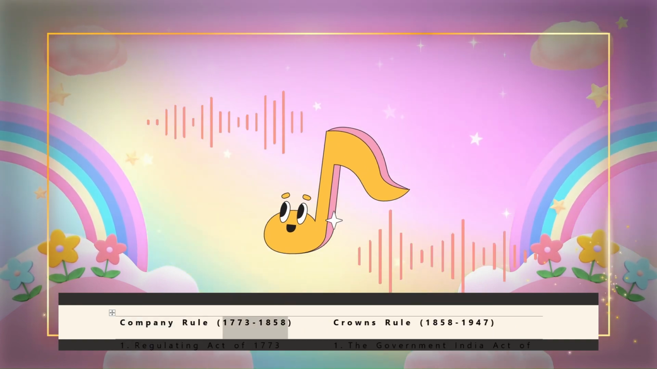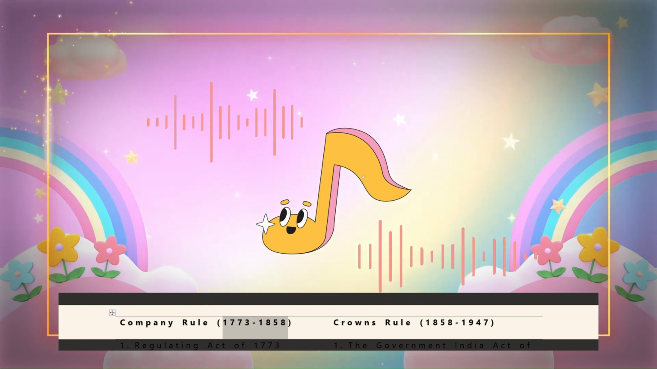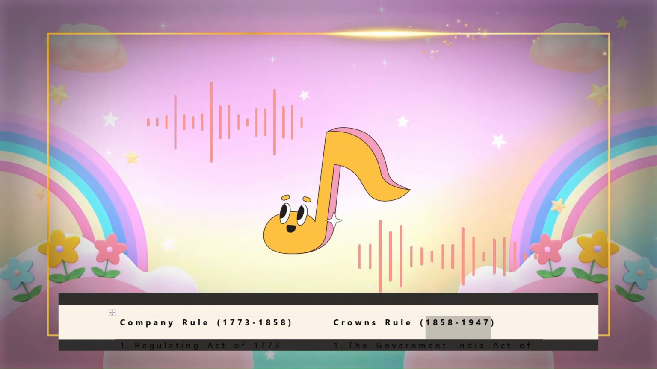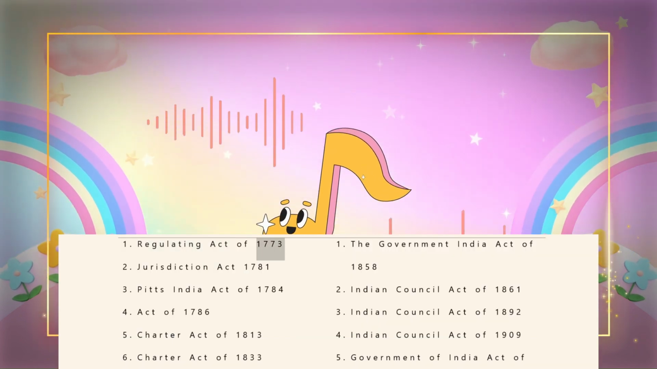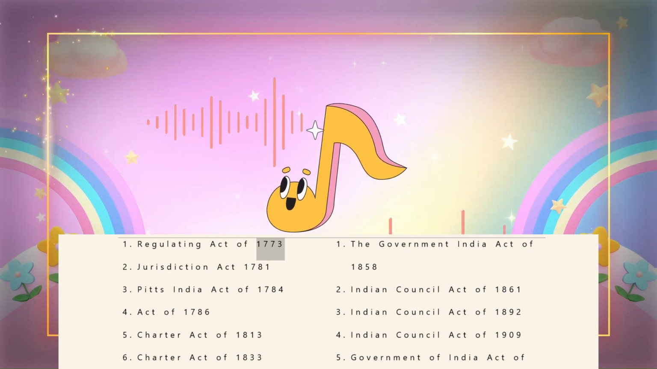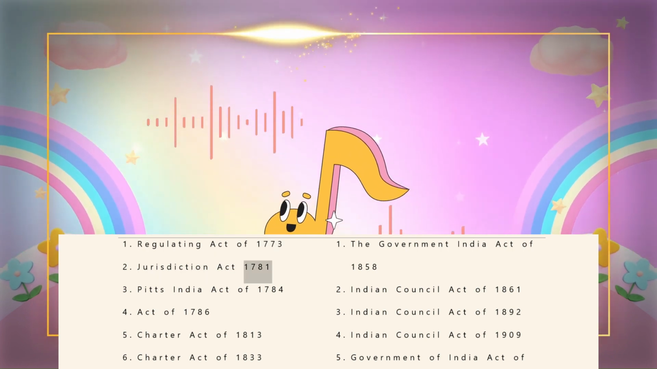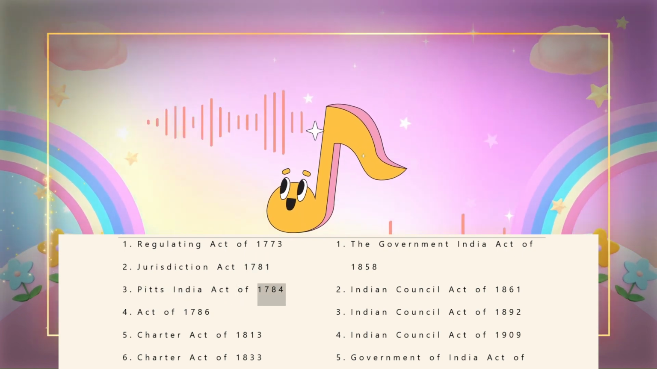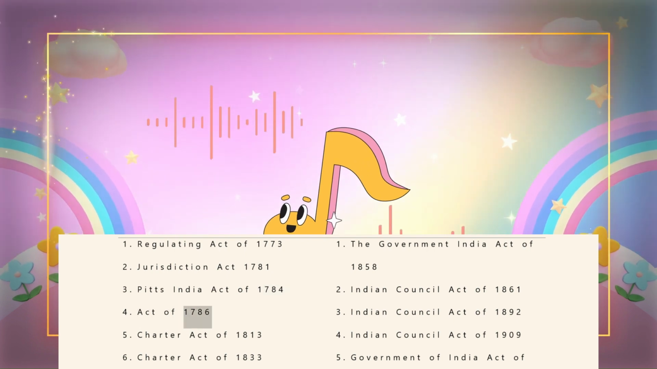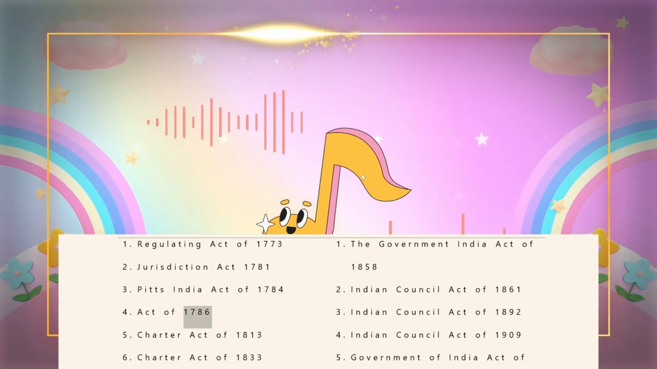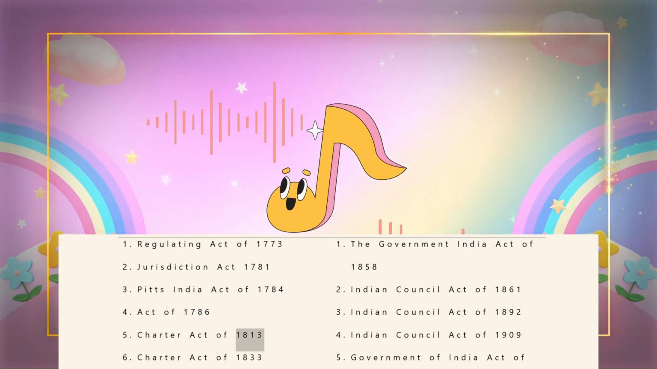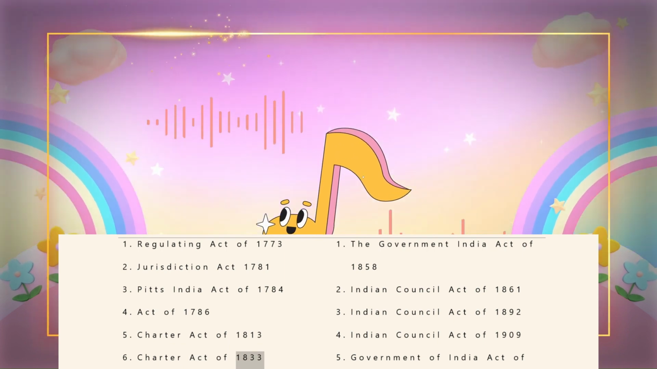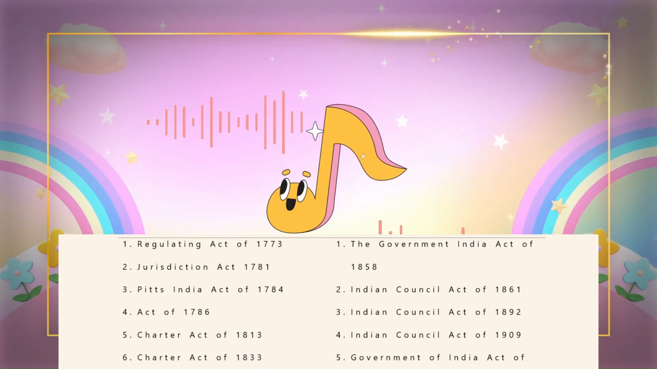Company Rule, 1773 to 1858. Crown's Rule, 1858 to 1947. Regulating Act of 1773. Jurisdiction Act, 1781. Pitt's India Act of 1784. Act of 1786. Charter Act of 1813. Charter Act of 1833. Charter Act of 1853.